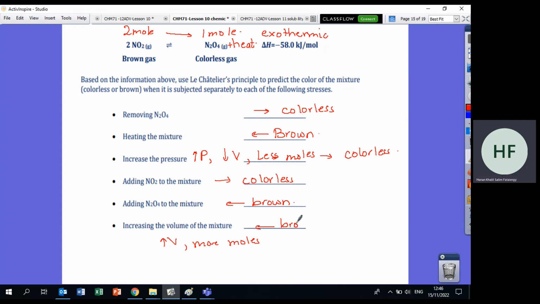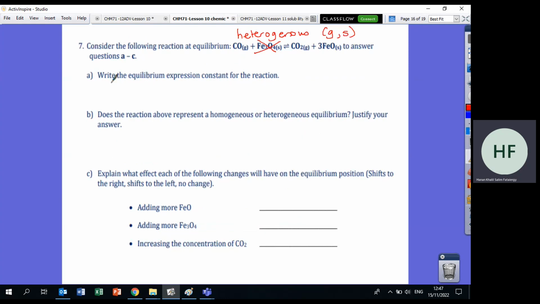Okay, please check your answers. And now let's do one more question. I think we have 3 more questions and we will be done. Let's look at this reaction. First question, can you tell me if this reaction is homogeneous or heterogeneous? Now this reaction is heterogeneous because we have solids and we have gas. And as I told you before, whenever you see solid, cancel it so that you will not get confused.